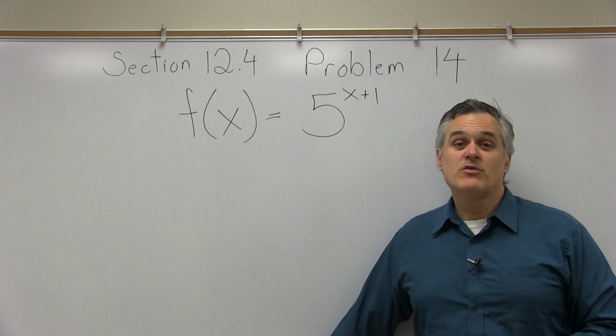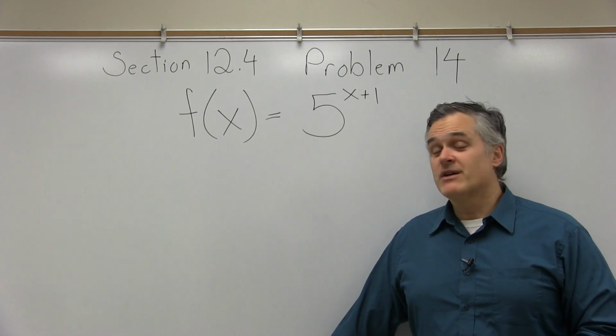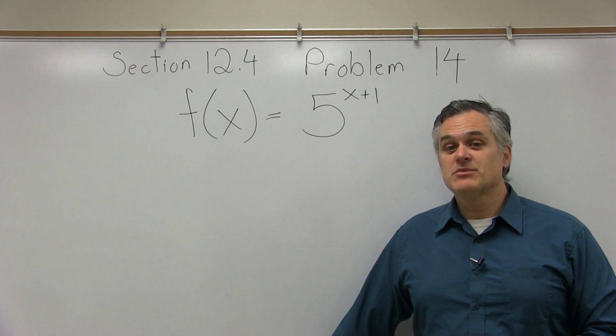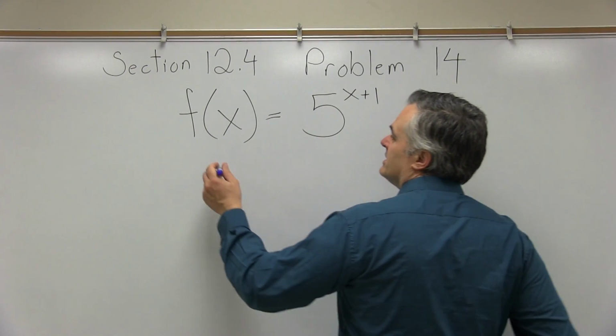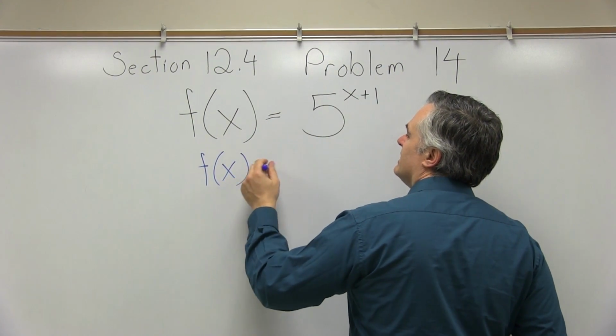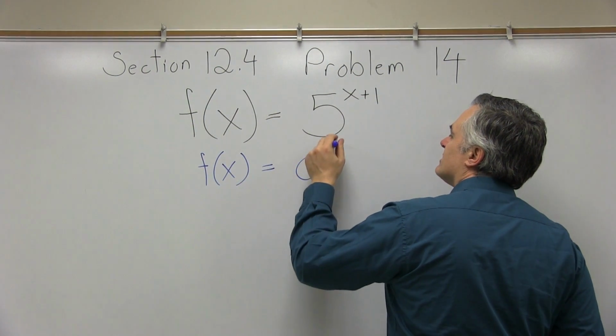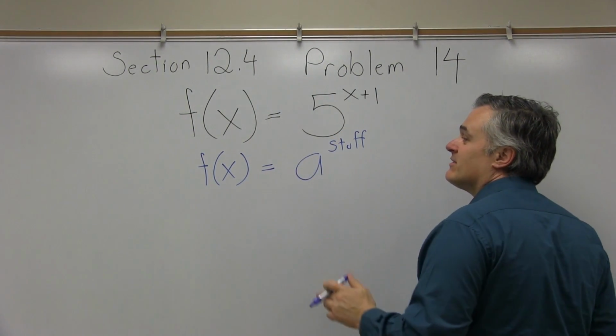This is Section 12.4, Problem number 14. We have the function f of x equals 5 to the x plus 1 power, and we need to take the derivative. So this function is in the form f of x equals a to some stuff, where a is any number. It doesn't have to be e.